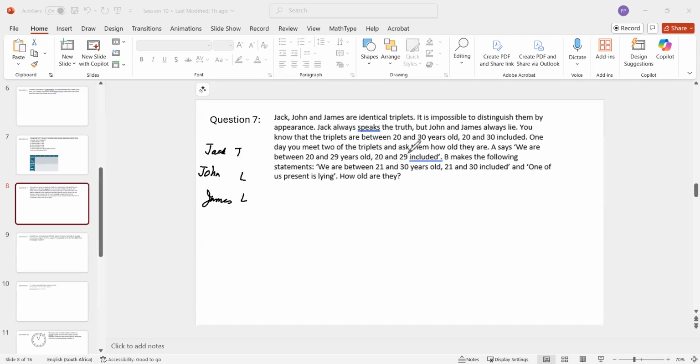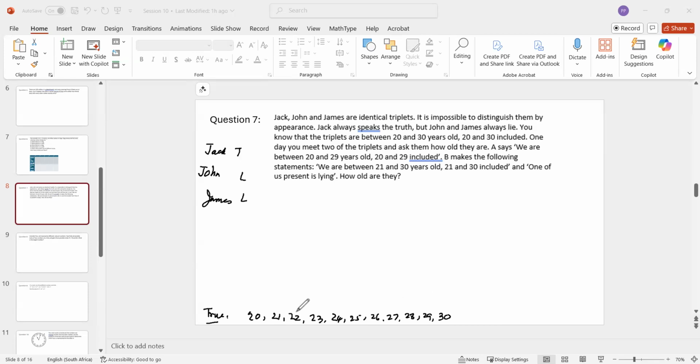You know that the triplets are between 20 and 30 years old. So, in other words, they are between 20 and 30 years old, 20 and 30 included. They're all of the same age, obviously, the triplets. So, their age is one of these. We don't know which one.